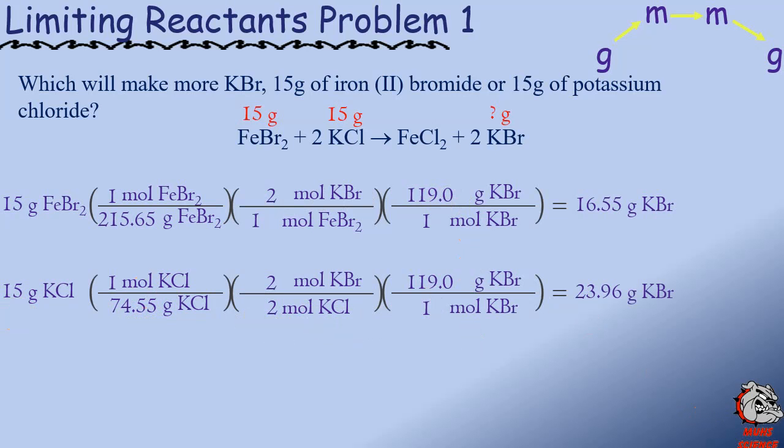So, how much do we actually get? Well, our limiting reactant is going to be FeBr2. We ran out of it first, so we're going to make the least amount. So I only have enough FeBr2 to make 16.55 grams.